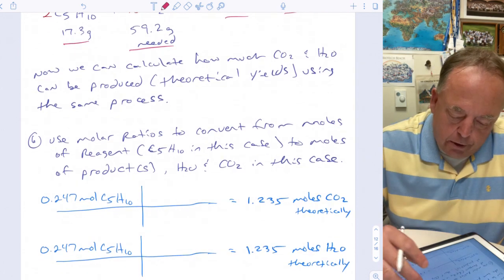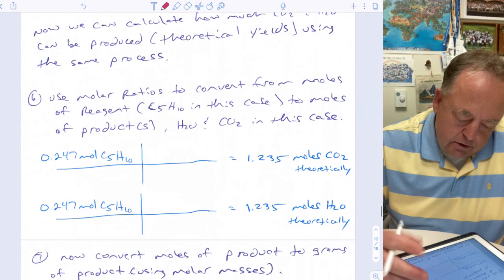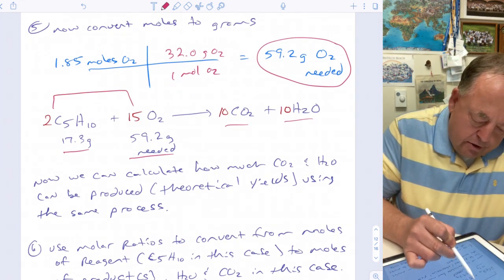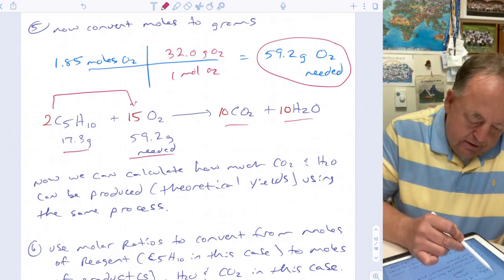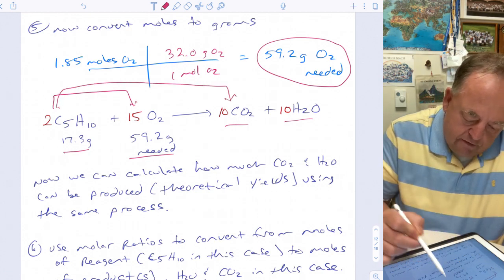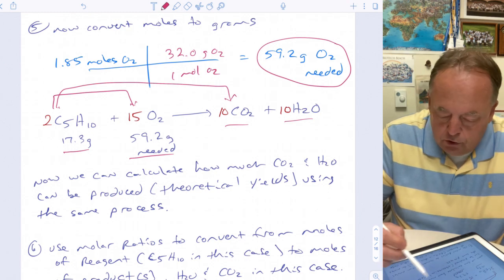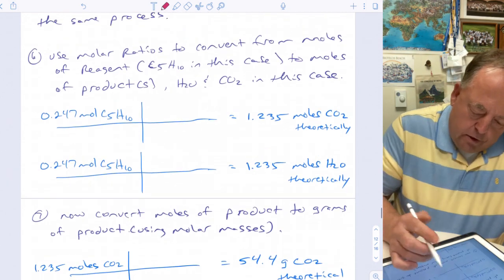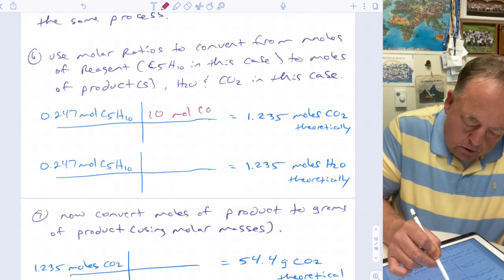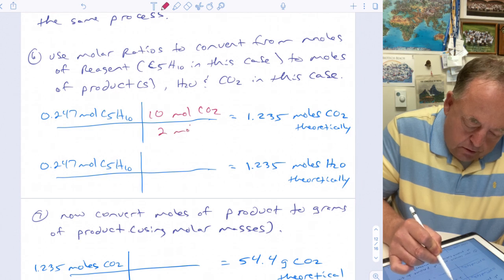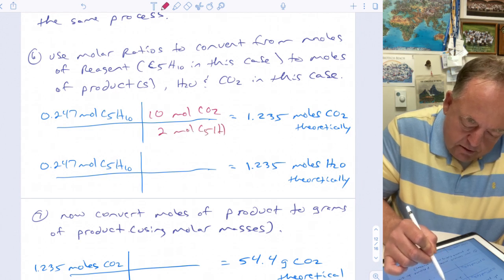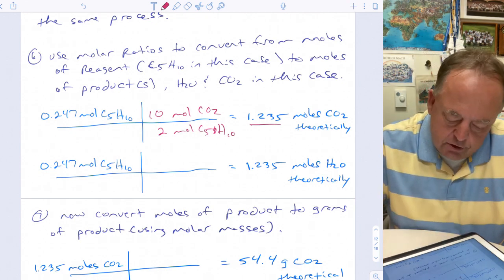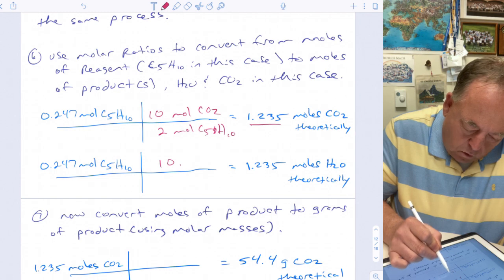We're going to calculate our theoretical yield of each. So we're just going to use molar ratios again. Anytime we're going from one chemical to another chemical, we use molar ratios. So now we're going to go from C5H10 to CO2 or H2O. So it's going to be a 2 to 10 ratio. Okay, so 10 moles of CO2 and 2 moles of C5H10 will give you 1.235 moles of CO2 can be produced. That's your theoretical yield. And the same for water.